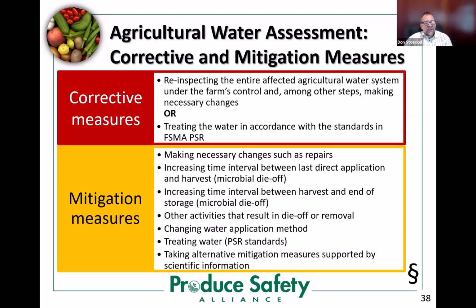Be sure to mention that changing the water and taking alternative mitigation measures are other mitigation measures that are on this slide. Where are they? Here's one of them, taking alternative mitigation measures, and the other one is changing the water application method. Those only appear on this slide. If you change the water application method enough, you're not using it within the definition of agricultural water. So that's one reason to bring that one up. And then taking alternative mitigation measures is another option.